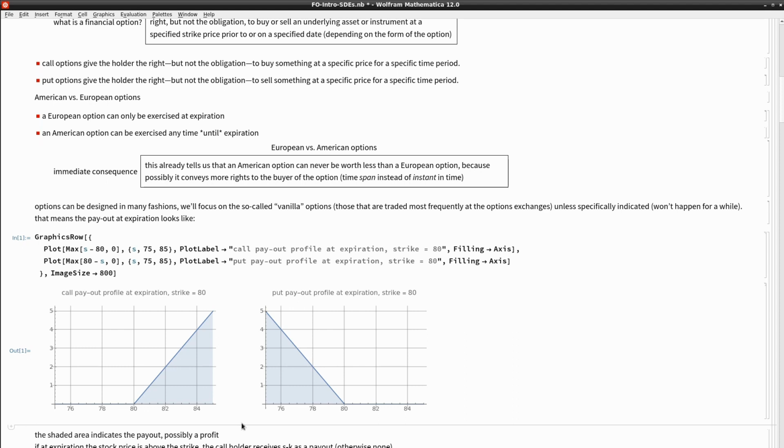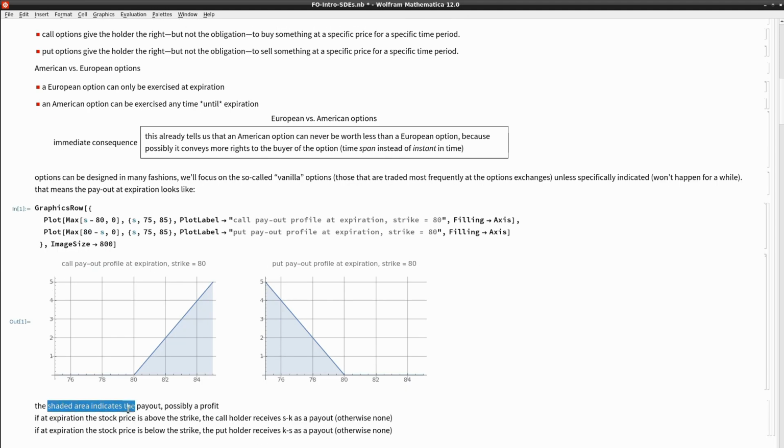Which again can be a profit, but doesn't have to be. We're just talking about the payout profile here. Whether or not it's a profit is a separate question. We're just calling it the payout profile. Okay, so the shaded area indicates the payout, possibly a profit.